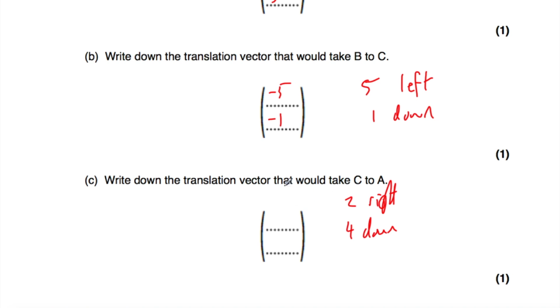2 right, well, to the right is going to be positive, so that's 2. And then 4 down would be -4. So the translation vector would be 2, -4. So that'd be 2 to the right and 4 down. And that's it. Okay, let's look at our next question.